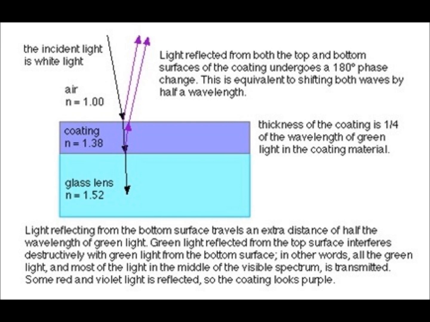This means that green light will interfere destructively as it reflects off of the coating, and light of, say, red and purple will not interfere destructively so much, so the coating will appear reddish or purple.